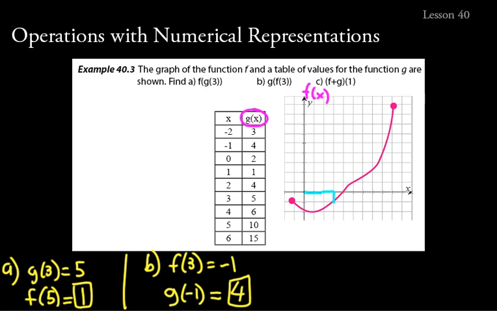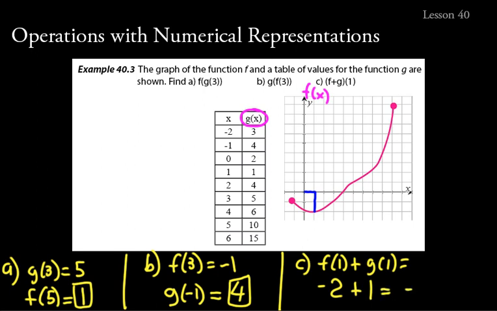And that's it. For c, f plus g of 1. So we want to know what f of 1 plus g of 1 equals. Well, look at the graph for f of 1. And that means we'd go to the right 1, and then we have to go down to get to the graph, down 1, 2. So f of 1 is -2 plus g of 1. G of 1 on the table, g of 1 is 1. -2 plus 1 is -1. And that's the answer there for that operation. And that is all for Lesson 40.